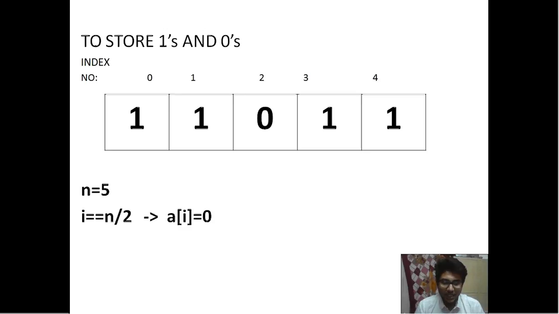For that, one condition is i equals n divided by 2. Suppose n is 5, so n divided by 2 gives you 2.5. But in C++, integer type never has a point; after the point, it doesn't consider the value. If you declare n as a float type, then it will give you the answer 2.5. So we have declared n as an integer type, so it is giving us 2. So here at index number 2, the value stored is 0.